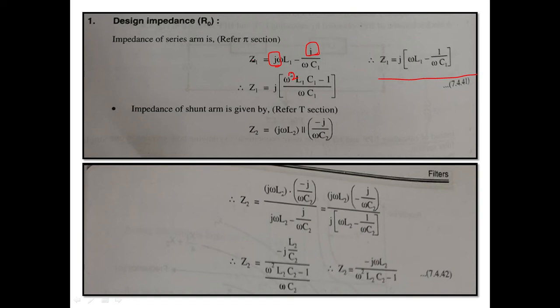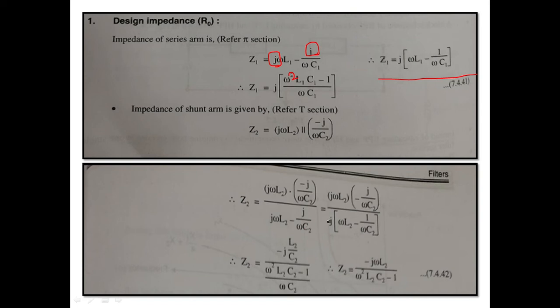Then the impedance of the shunt arm is given by Z2, with a multiplication again here. Z2 is equal to j omega L2 in parallel with minus j upon omega C2. Then Z2 is taken as the multiplication over the addition of both terms: Z2 is equal to j omega L2 into minus j upon omega C2, upon j omega L2 minus j upon omega C2. Then what do you do here? Think about it. Whatever the terms are, there is a j. In the denominator you take j as common.